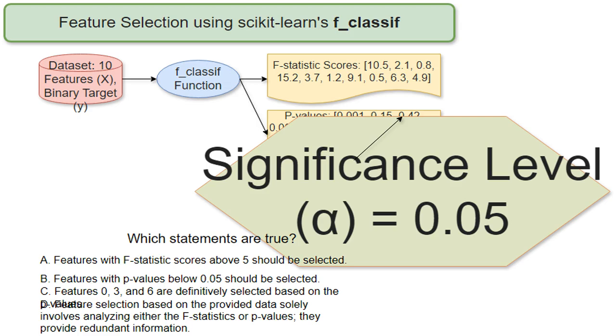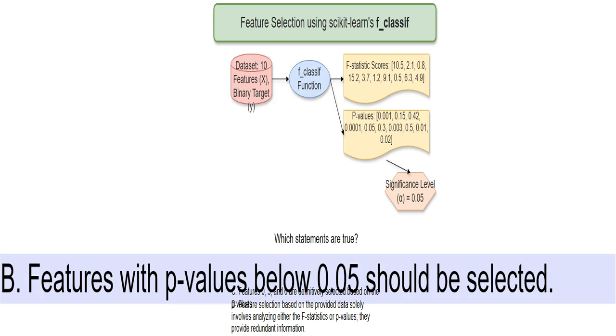I see this option suggests selecting features with f statistic scores above 5. This is wrong. While a higher f statistic suggests a stronger relationship, the p-value is the ultimate decider, based on my chosen significance level. I need to check whether p-values are below 0.05. This statement proposes to select features whose p-values are less than 0.05. That's correct. That's exactly how we use p-values in hypothesis testing.